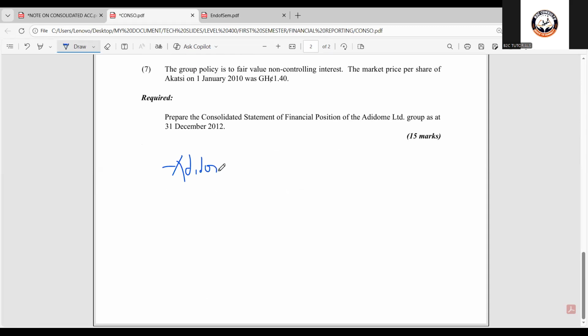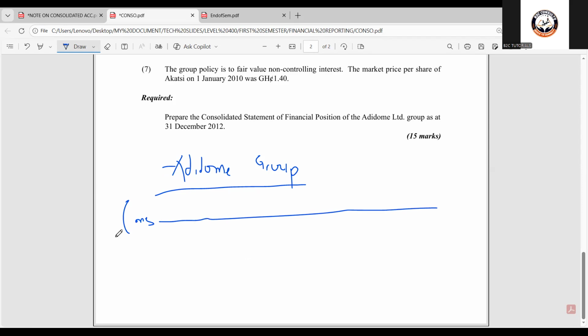Adidome Group. Then you underline it because that is what you've been asked to do. Then you come and write consolidated financial position of the Adidome Limited as at 31st December 2012. I can write it here. So you write it plain, console, then you read the line again as well.